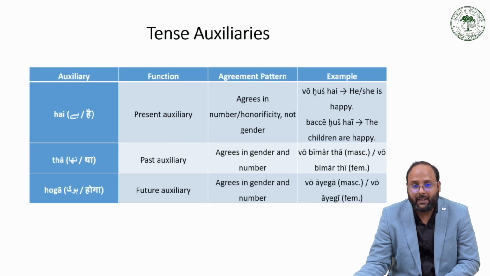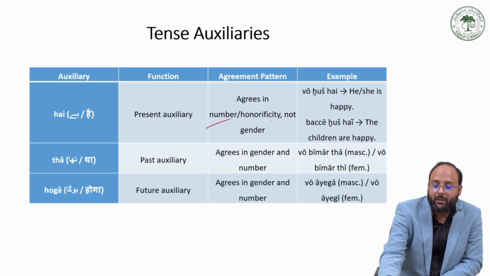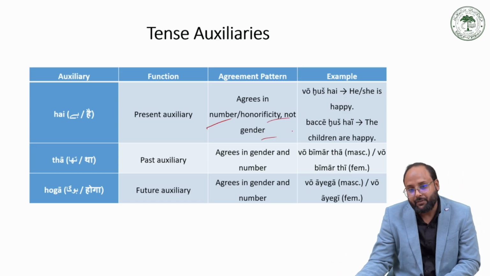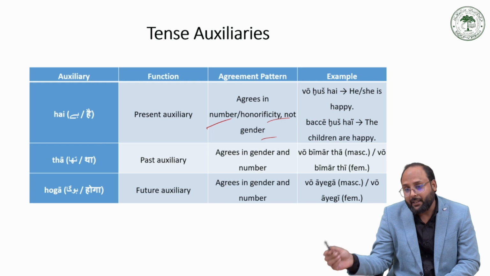So we have hai for the present auxiliary. It agrees in terms of number and honorificity, but not in terms of gender. Like लड़की खेलती है, लड़का खेलता है. We are using the same है and है. लड़कियां खेलती हैं and लड़के खेलते हैं. For the plural, we have different types of auxiliaries.